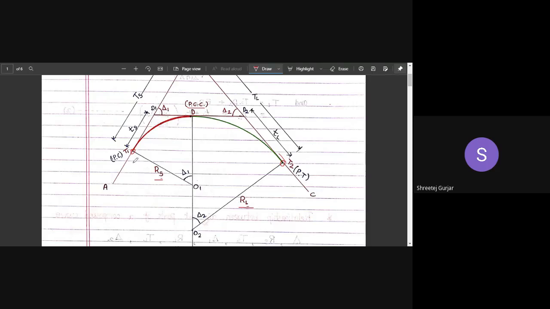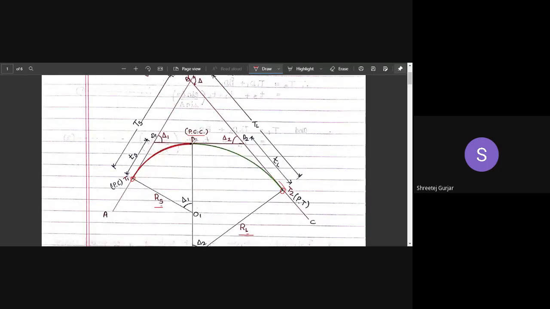Next, at this particular point D, I will draw a tangent. You can see this straight line is your tangent, D1, D, D2. By some properties, using trigonometric functions and properties of a circle, we determined that this particular angle is delta 1, and this angle is delta 2. The same angles will be present over here, delta 1 and delta 2.